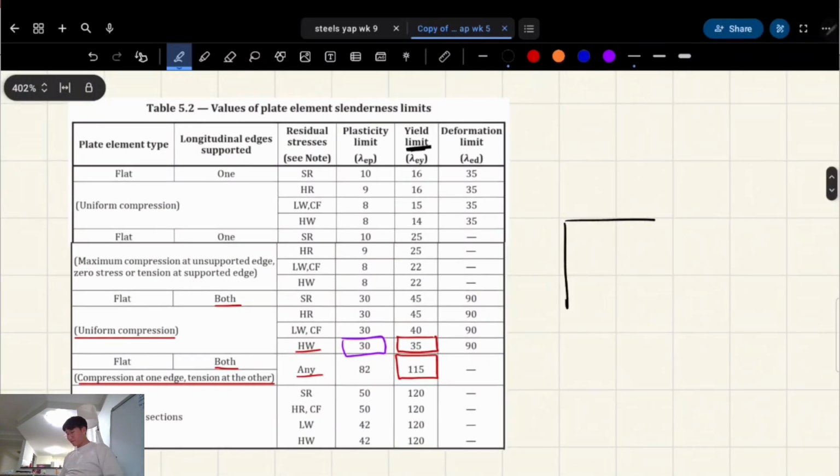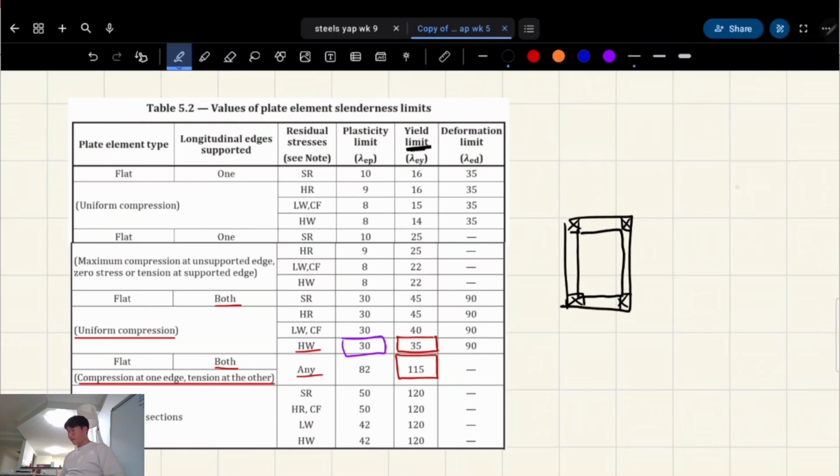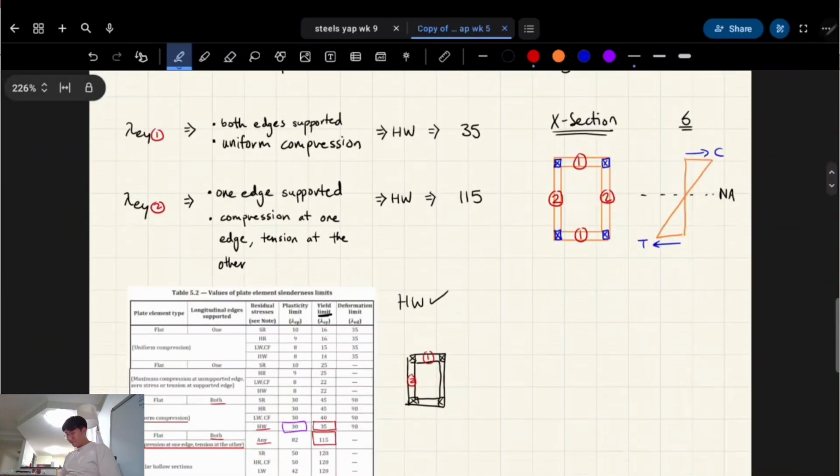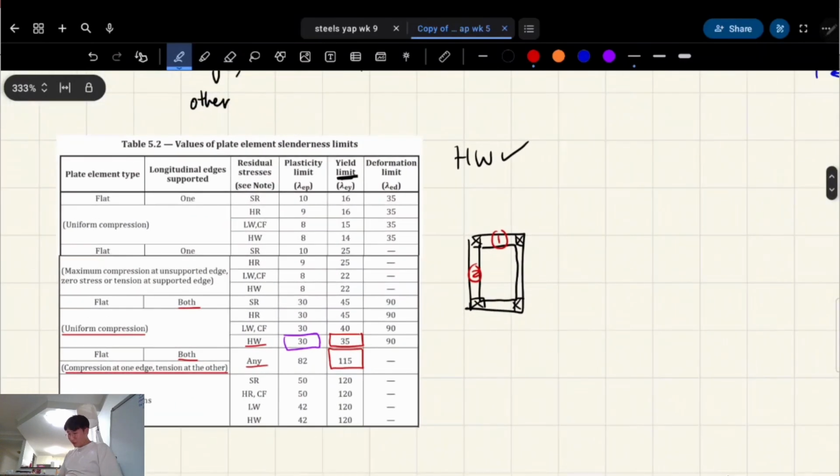Oh, I remember this one. Okay, but I've got a question for you, right? Why am I going to these rows of it? Because it says in the question, it's heavily welded. Yeah, it's heavily welded, true. But we have this element for 1, I think I did, and this for 2. Yeah. Okay. But why did I do uniform compression for one of them, and compression at one edge and tension at the other?